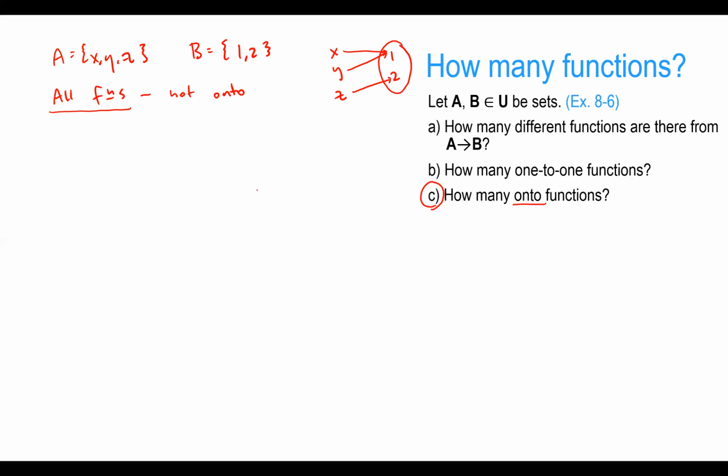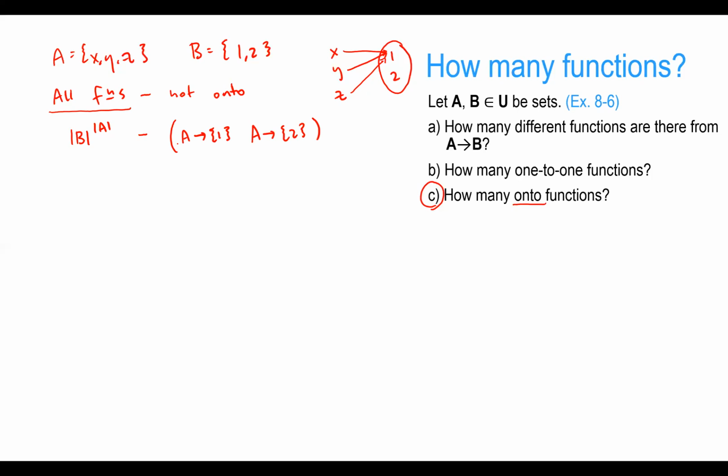So for example, if I want this function not to be onto, I can take this arrow away from the 2 and point it at 1. So this is one example of a function that is not onto. There's another example where x, y, and z all point to 2, and that's also not onto. So we take all the functions, which is the size of B to the size of A, and then minus the ones that are not onto, which means x, y, and z, in this case set A, just write it as set A, goes to only the object 1, and set A only goes to the object 2. We basically have two non-onto functions.